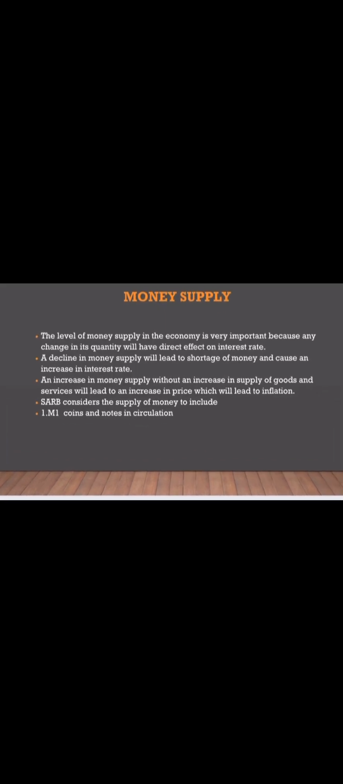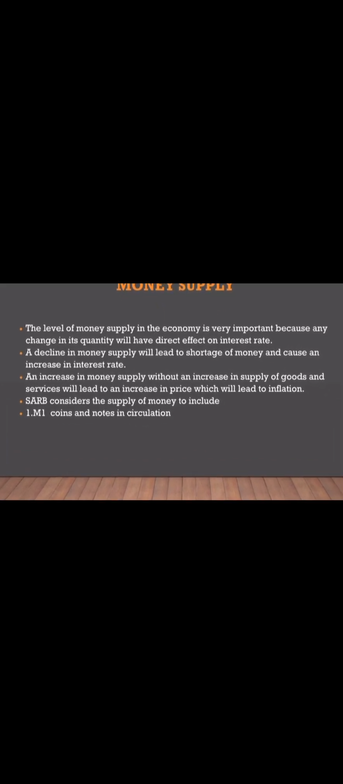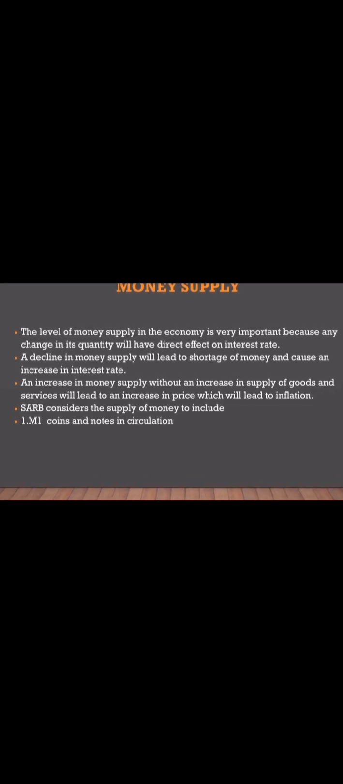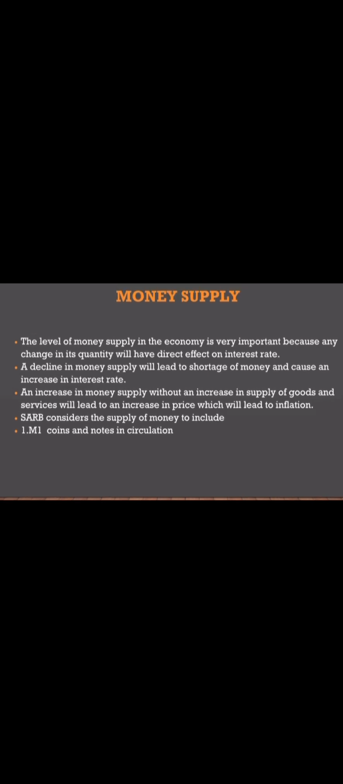So there must be a level of money supply in a country. Money supply in the economy is also an indicator, because how much money is circulating is proof that the economy is growing or not growing. A decline in the money supply will lead to a shortage of money and cause an increase in interest rates. Then we go back there: if there's a decline in money supply, that will lead to a shortage of money. If there's a shortage of money, that can cause an increase in the interest rate.